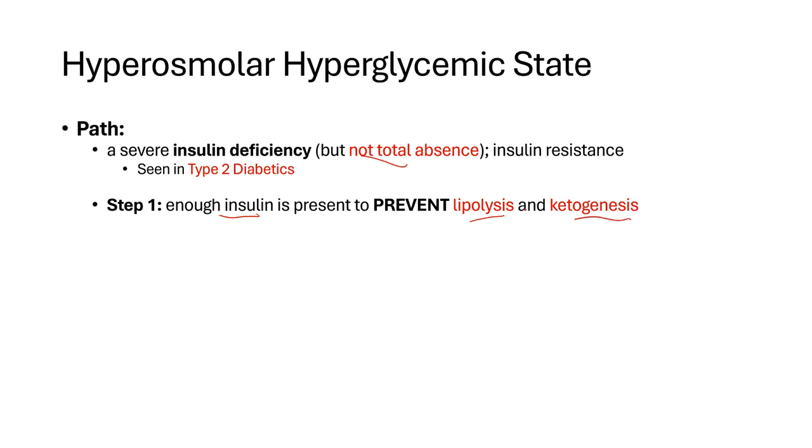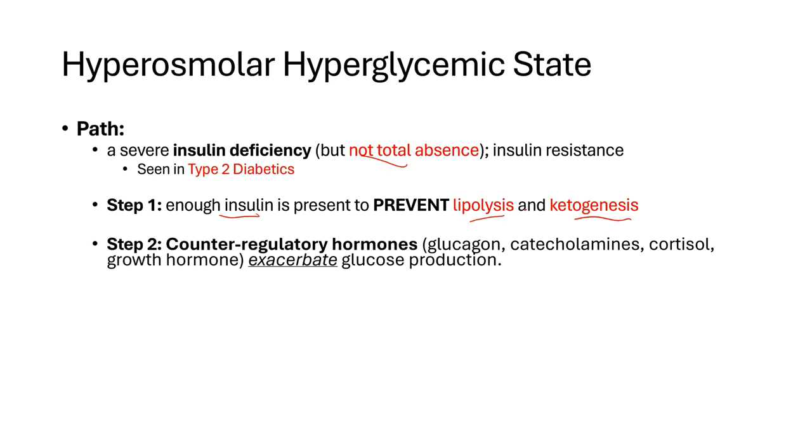Remember, in type 1 or DKA, you produce fatty acids which are converted to ketones. That leads to all the symptoms. So in this case, we have enough insulin not to let that happen. We can also produce counter-regulatory hormones because we do not have enough insulin to suppress these. Notice the keywords catecholamines and cortisol again. We know that when those are around, we get increased glucose production. So we're increasing the glucose over time.